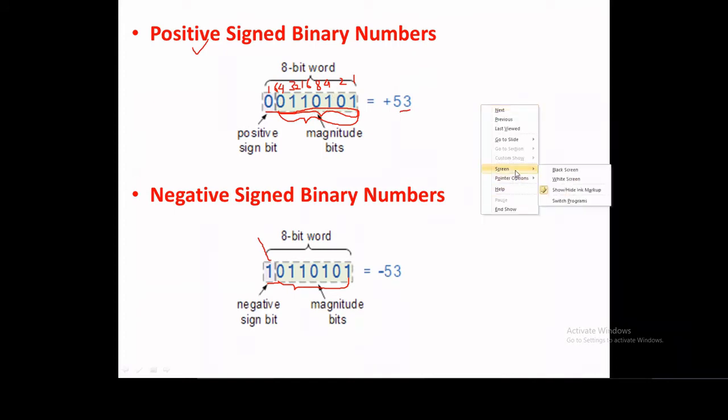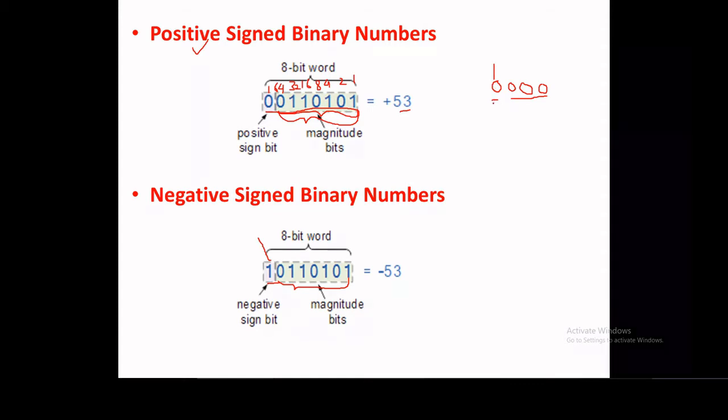Suppose we are considering only a 4-bit number. So 4 bits is what? 4 digits, 4 bits I have to represent. In those 4 bits, n minus 1 means only 3 bits I can represent for the magnitude, and 1 bit for the sign always.